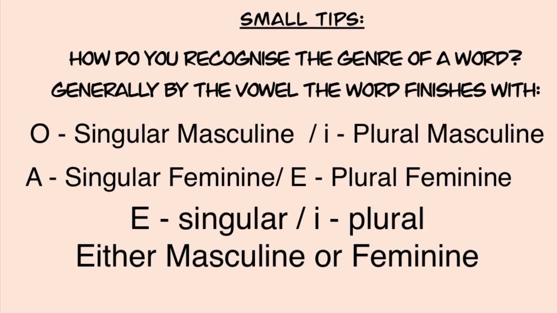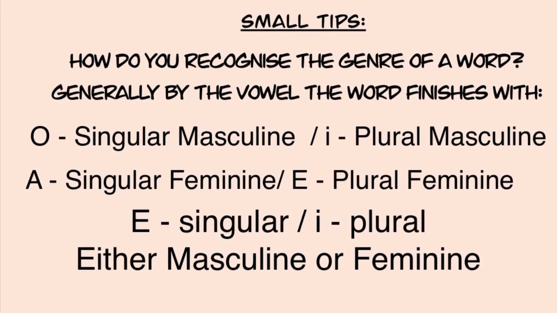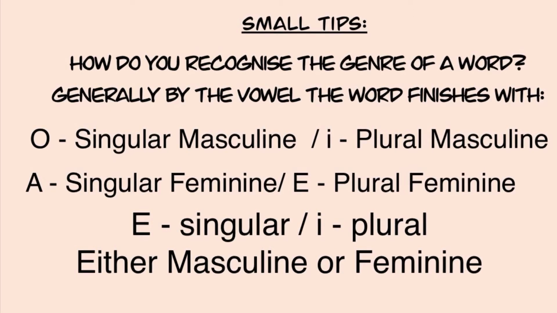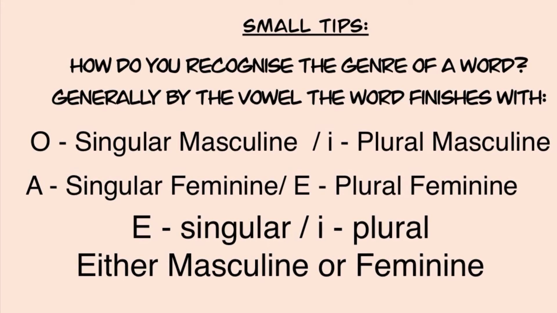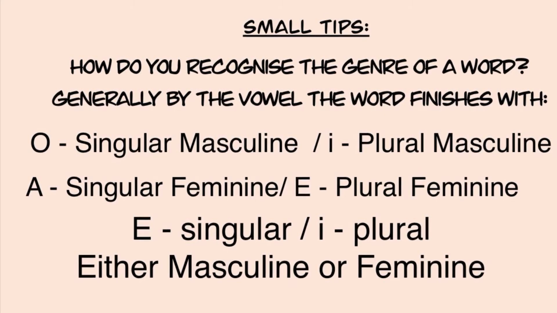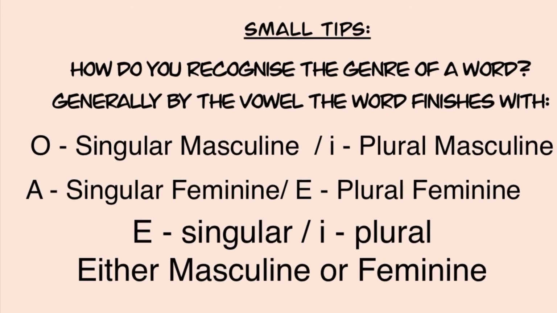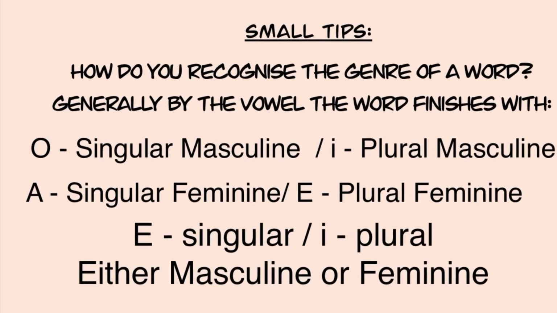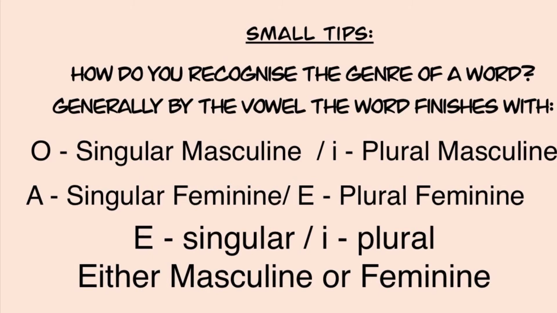Small tips. How do you recognize the gender of a word? Generally, by the vowel the word finishes with. O singular masculine, i plural masculine, a singular feminine, e plural feminine. In the case of singular words ending with e, they can be either masculine or feminine. And normally the plural ends with i.